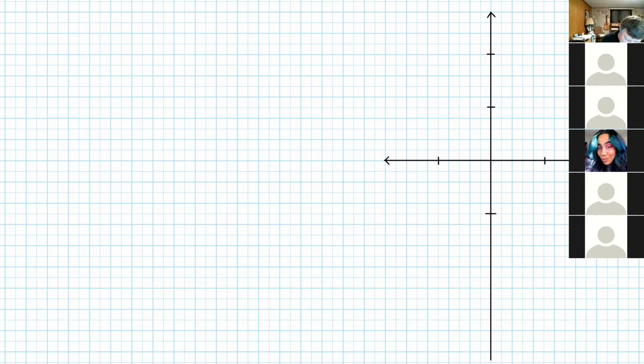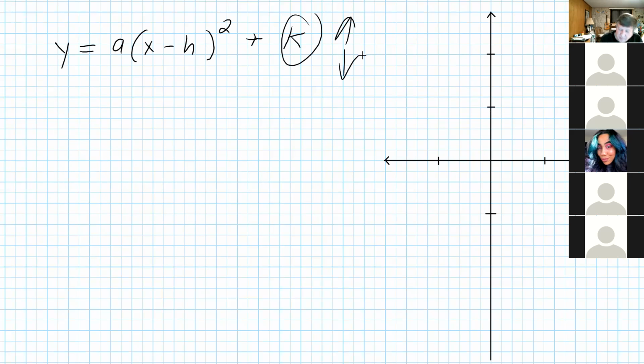Let's say we have an equation in the form y equals a times the quantity x minus h squared plus k. What happens? The k moves things up and down. If k is positive, the graph moves up. If k is negative, the graph moves down. We looked at that first.